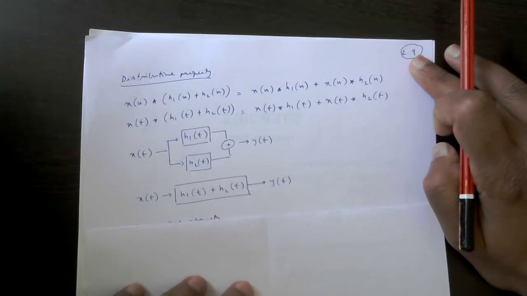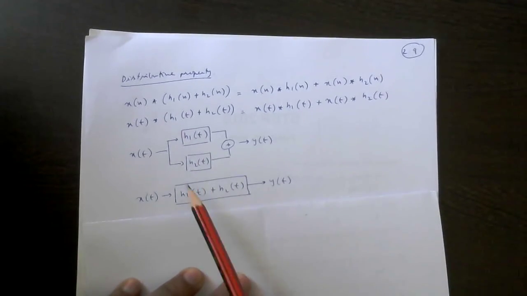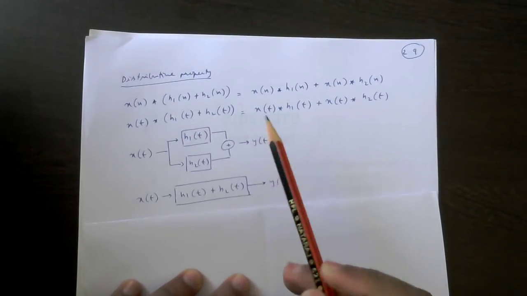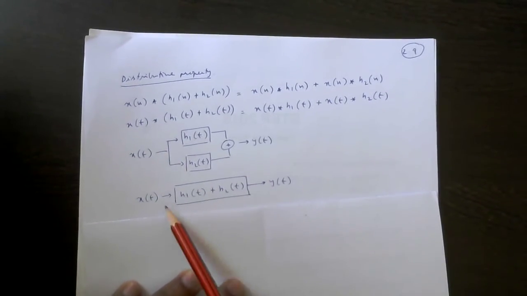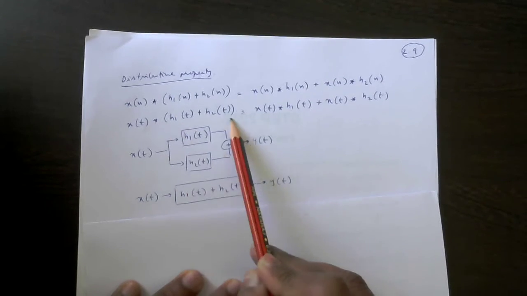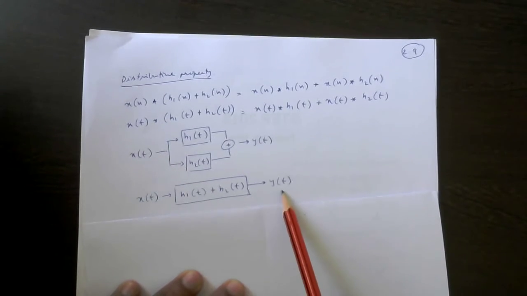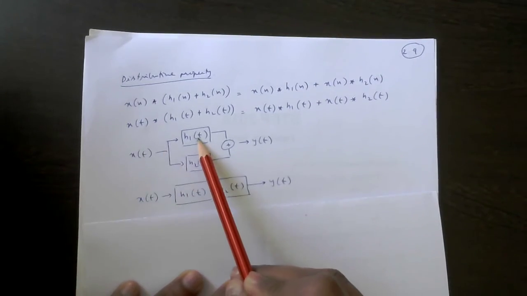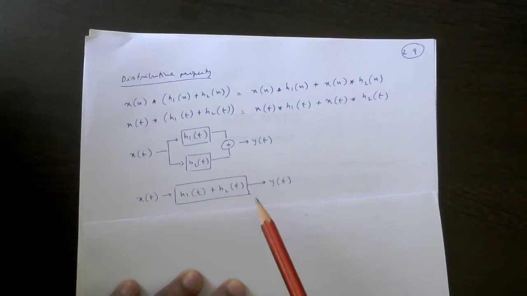Essentially what this means is, suppose you have a system like this, x of t convolved with h1 of t plus h2 of t. This is represented by this block diagram. The whole system here is represented by h1 of t plus h2 of t. That is what is shown here. x of t is convolved with this, and you get a y of t. This y of t is the same as, if you open up the bracket, x of t convolved with h1 of t and x of t convolved with h2 of t, and then added together. So this y of t and this y of t are the same.